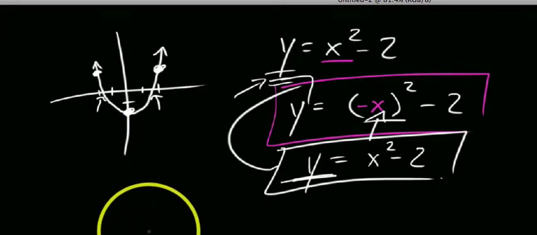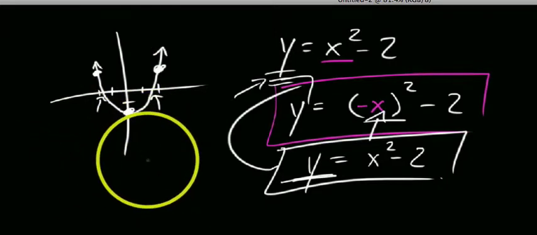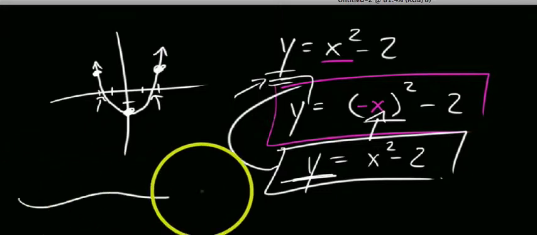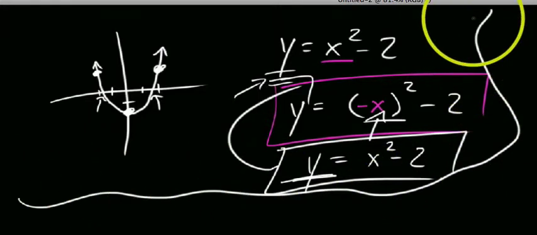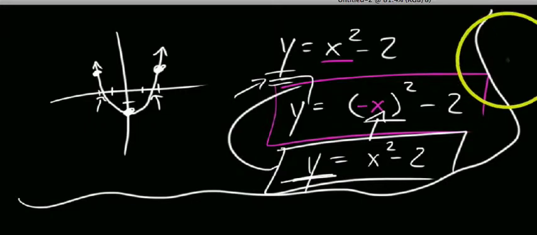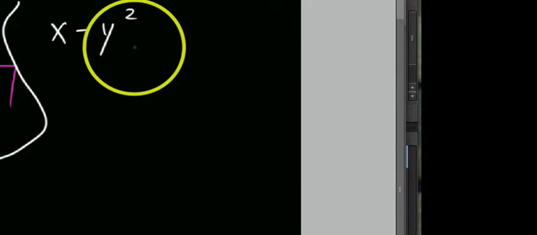Okay, how about we take an example in which we're exploring something you're probably not used to? We're used to graphing functions. Let's graph something that's not technically, by definition, a function. How about this: x minus y squared equals 1.